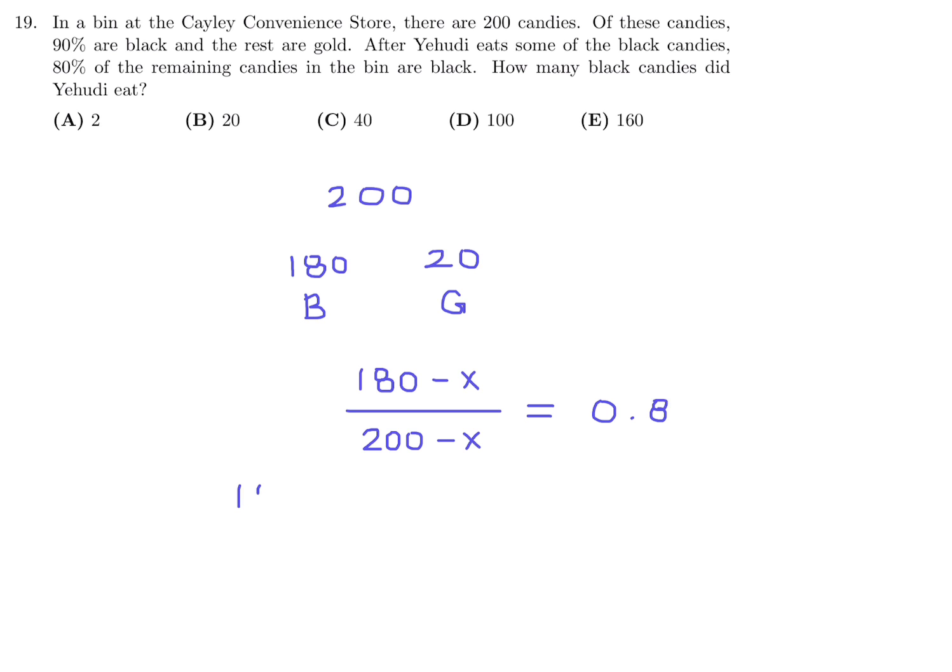Now let's solve this. 180 minus X, we cross multiply. 200 times 0.8 is 160 minus 0.8X. And this will be 20 is equal to, add 1 to both sides, and you get 0.2X. And therefore X is equal to 100. So that means Yehudi ate 100 candies. And therefore number 19, the answer is D.